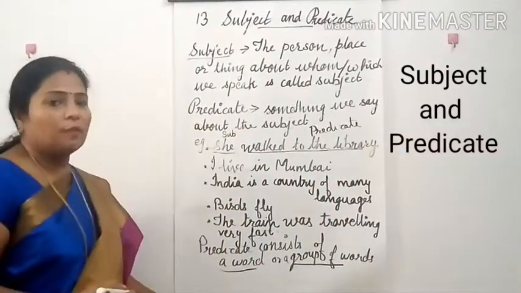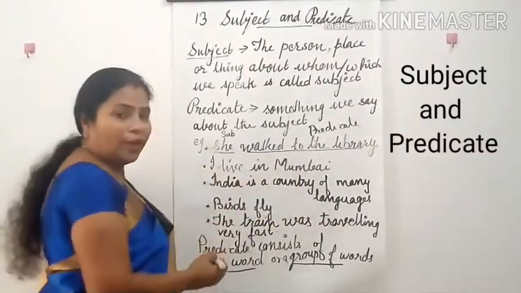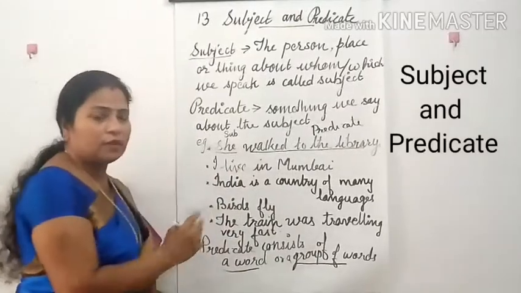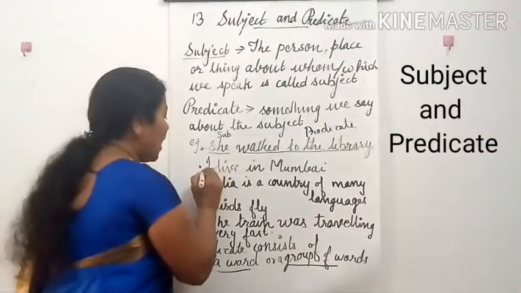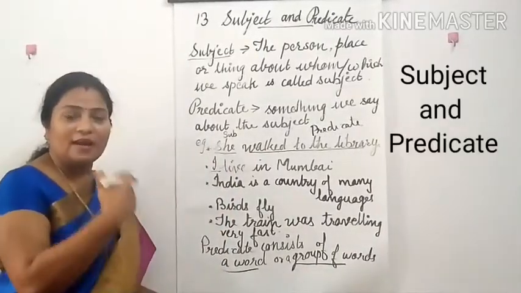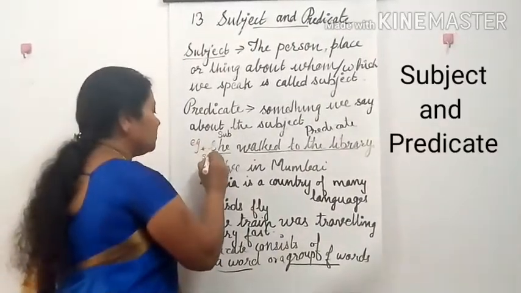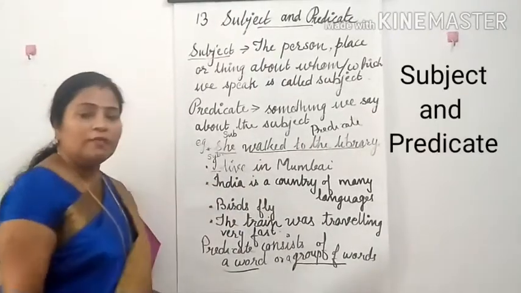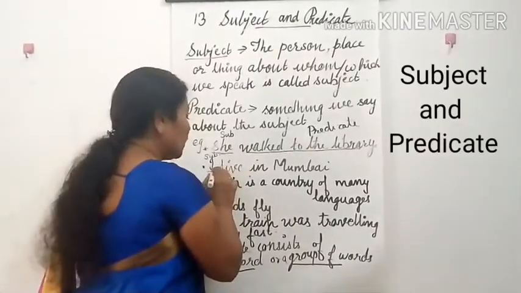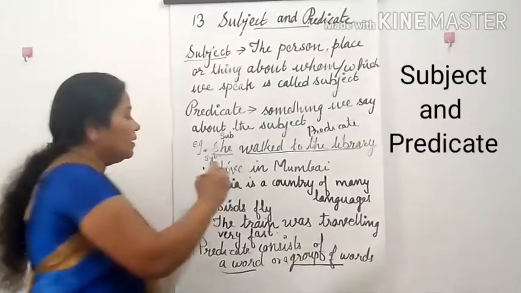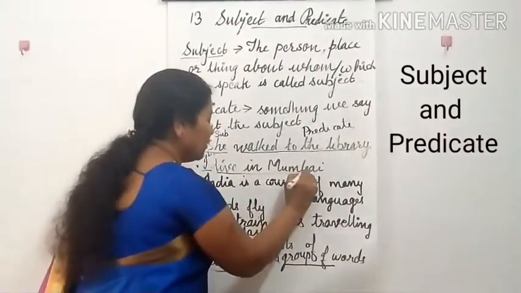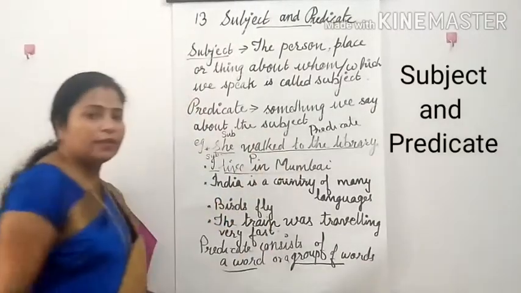Look at the next example. I live in Mumbai. Here, which is the subject? ഞാൻ മുംബൈയിൽ താമസിക്കുന്നത്. So which is the subject? I, എന്നെ പറ്റിയാ പറയുന്നത്, right? I. So that becomes the subject. And live in Mumbai. We are saying something about the subject. എന്താണ് നമ്മൾ അവരെ പറ്റി പറയുന്നത്? That she is living in Mumbai. So this becomes the predicate.